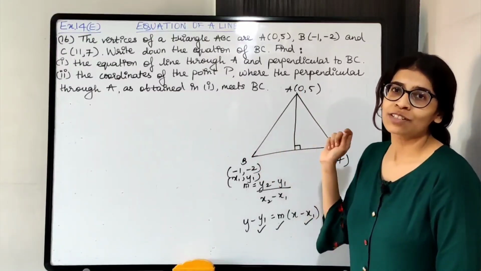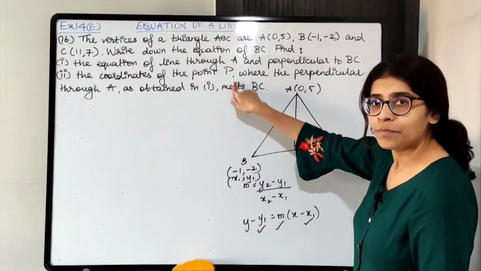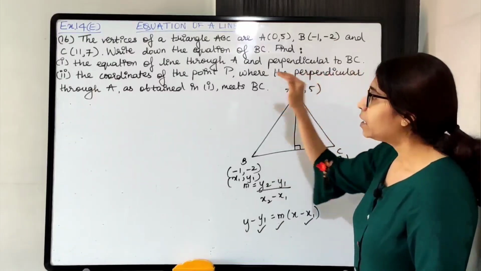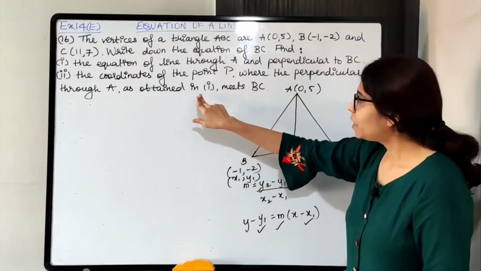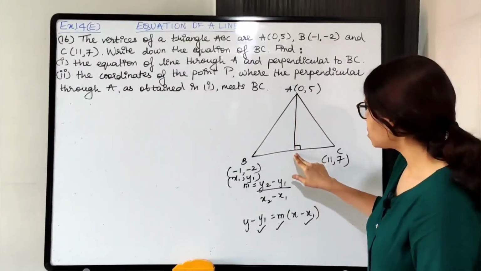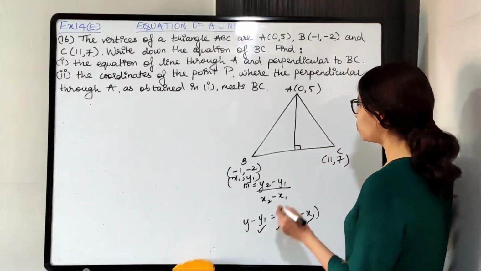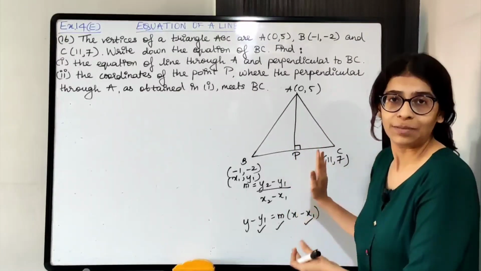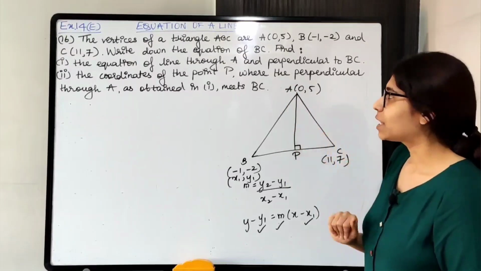So read the question very carefully. I'll read again. We have to find the coordinates of point P where the perpendicular through A, which is obtained in 1, meets BC. So this is the point where it meets BC. This is the point where the two lines are intersecting. So this will be point P. Okay, you have to name it as P. So first part we will solve first, then coming to second part.